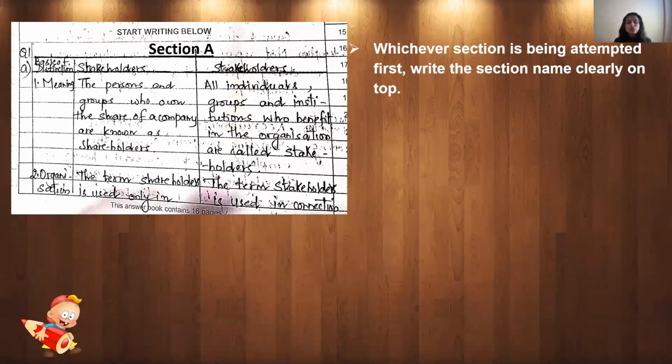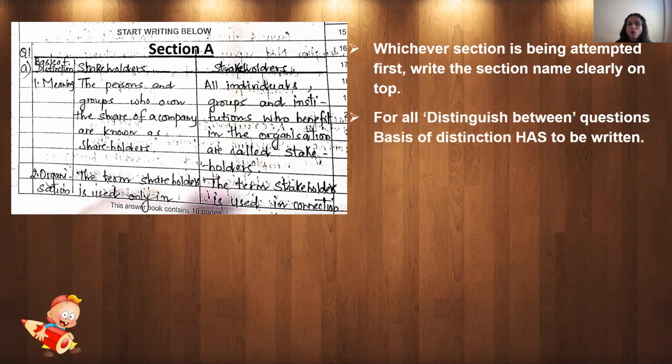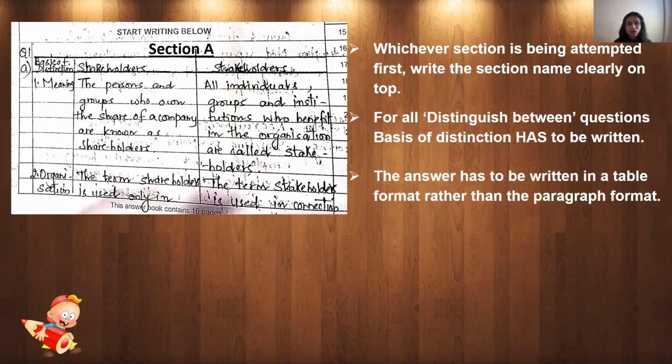Now students, the very first thing that you must remember when you attempt a distinguish between question is that the basis of distinction or the points of distinction has to be there, which is very, very compulsory. Second of all, the answer has to be always written in a table format rather than a paragraph format. So make sure you do not end up writing in a paragraph format, but rather put it in a table so that you can present it well.